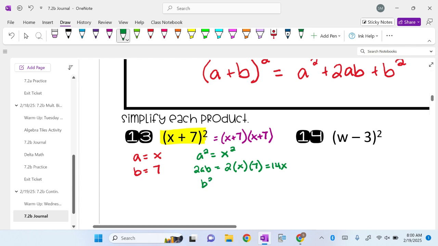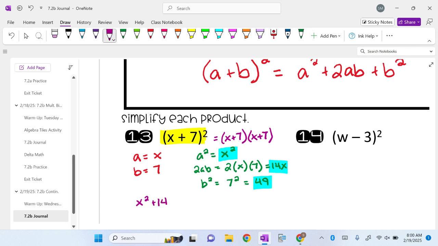And then b squared is 7 all squared, which, what's 7 squared? 49. Now, we're just going to take all of these different parts, put it into the formula. So my answer should be x squared plus 14x plus 49.